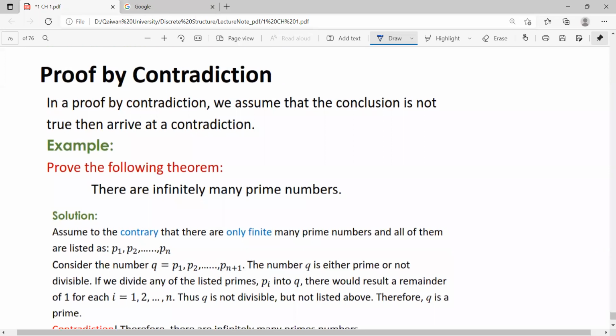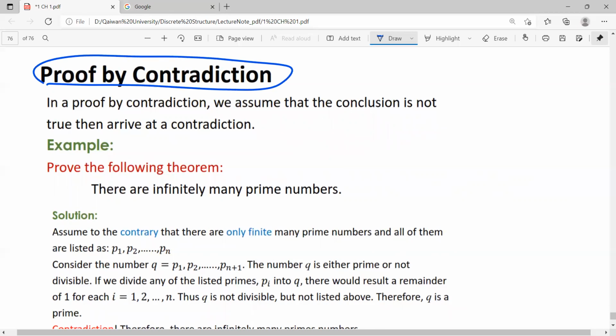And the last method, the last technique, is proving by contradiction. Proving by contradiction. How do we work with this one? We let the result be not true, and we get a contradiction.